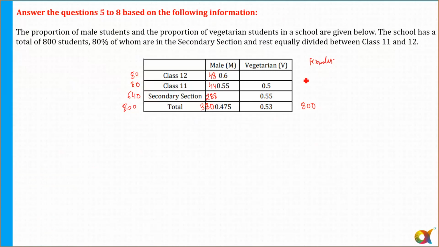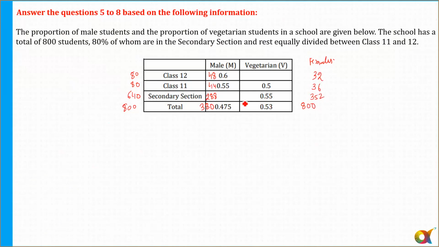So I can write down the number of females in class 12, 80 minus 48. And what is 80 minus 48? That will be equal to 32. And then in class 11, it will be equal to what? 80 minus 44, which is equal to 36. Okay, and 640 minus 288 is equal to 352, and the total is 420.